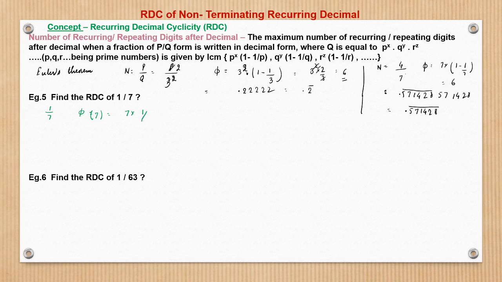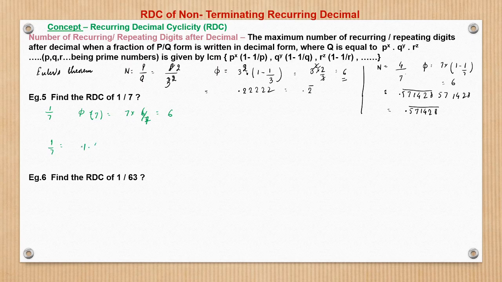7 into 1 minus 1 upon 7, so it becomes 7 into 6 by 7, which is 6. So the maximum cyclicity would be 6. Note this point, maximum would be 6. Whereas what would be the actual? Actual, we do not know. The best way is to calculate this.